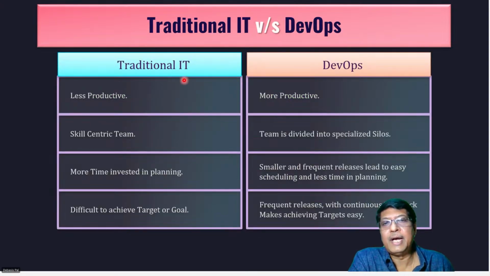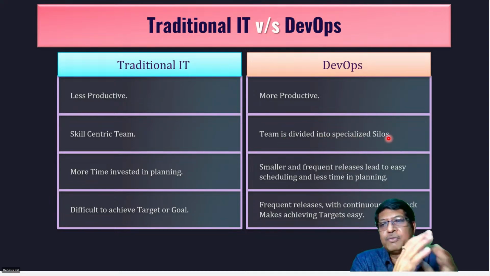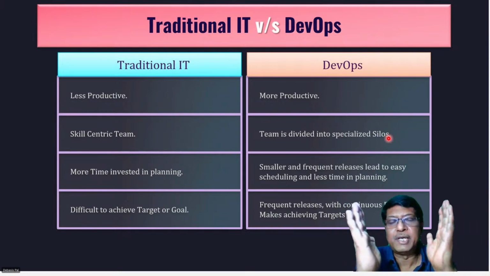See, traditional IT versus DevOps. Somebody asked why DevOps is much more industry oriented. This traditional IT is slowly on the wane. It is getting discarded by business houses because it is less productive, whereas DevOps is more productive. Traditional IT is very skill centric. But in DevOps, the team is not divided into specialized silos. Silos means you do not have any dependency on any particular skill.